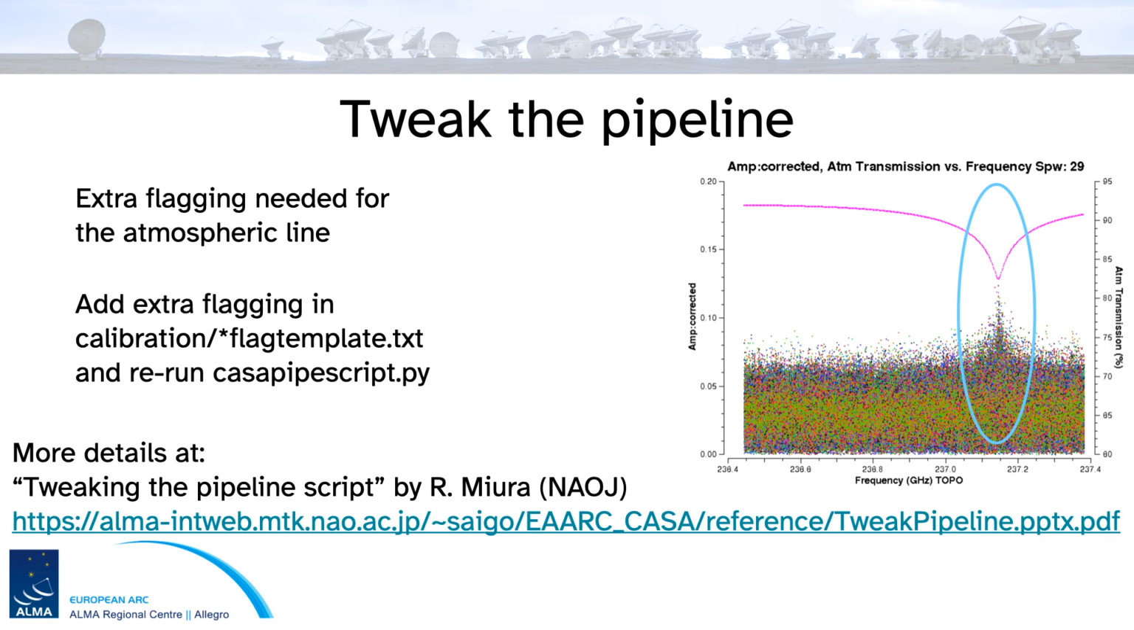To improve the calibration, we can tweak the pipeline. In this case, extra flagging is needed for the atmospheric line, which can be added in the flag template.txt file in the calibration folder. Then the pipeline has to be rerun. More information about how to tweak the pipeline can be found in this presentation by Ri Miurua from NAOJ.